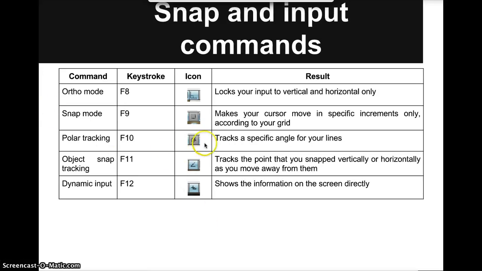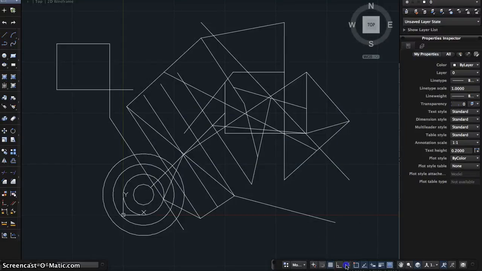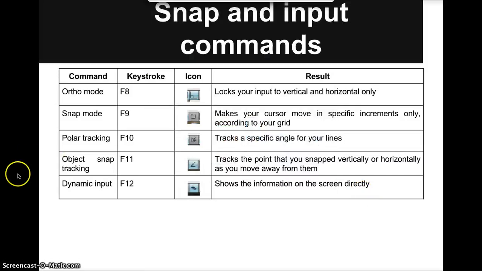The next one is polar tracking. So it will track a specific angle. For example, if I start with line here, specify first angle, it will show you the exact angle, as you can see. The gray rectangle is not one of the most important commands. We talked about object snap tracking. And we also talked about the gray rectangle, which is called the dynamic input.